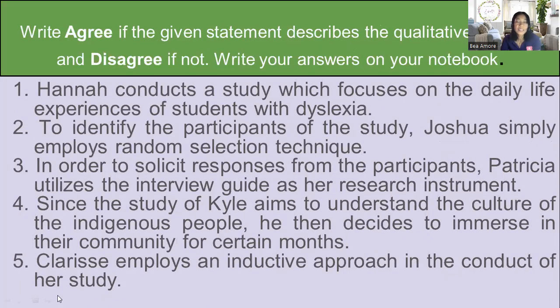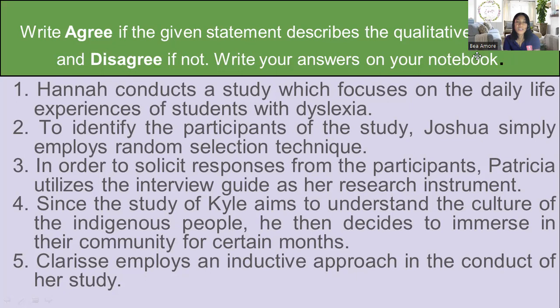Now, again, write agree if the given statement describes the qualitative research, and then disagree if it's not qualitative research. Write your answer again in your practical research notebook. Number 1, Hannah conducts a study which focuses on the daily life experiences of students with dyslexia. 2, identify the participants of the study. Joshua simply employs random selection technique. Number 3, in order to solicit responses from the participants, Patricia utilizes the interview guide as her research instrument.